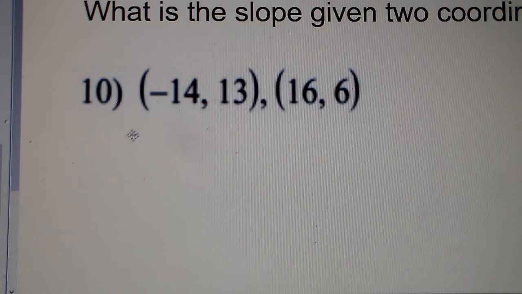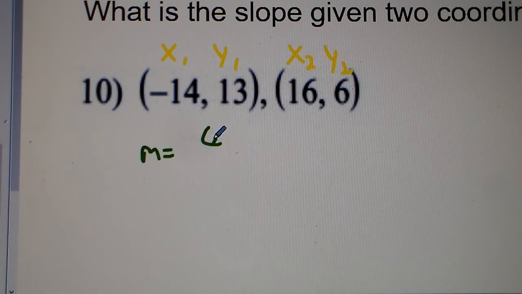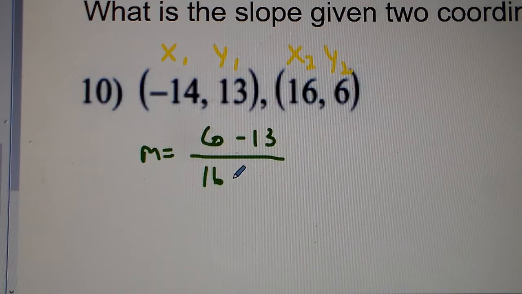All right, let's do one final one here. You gotta make sure you're just careful with your signs. So this is x1, y1, x2, y2. Our slope, y2 is 6, minus y1 is 13, divided by x2, 16, minus x1, minus a negative 14.